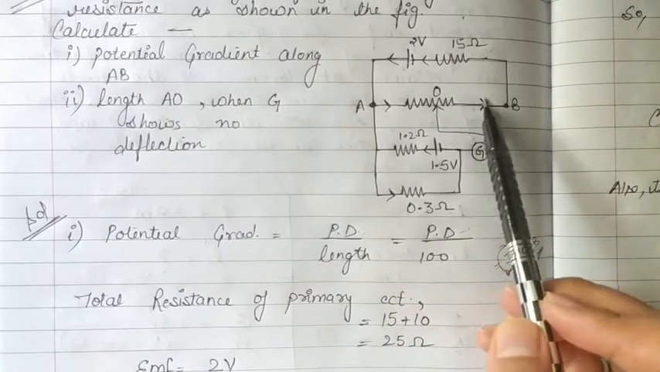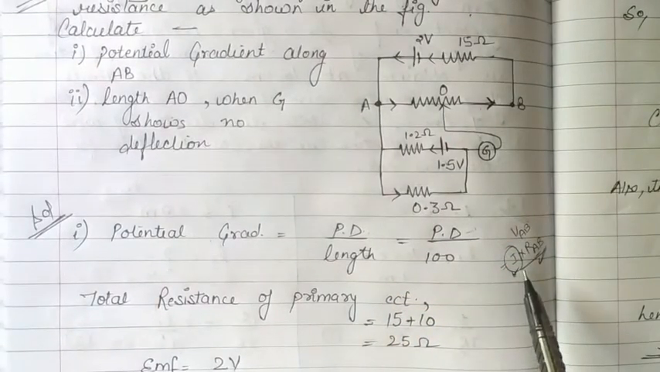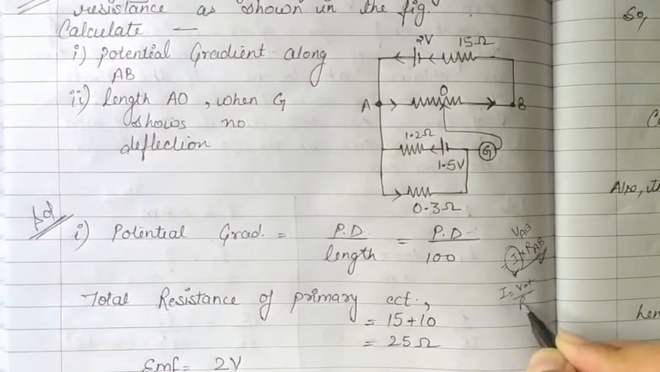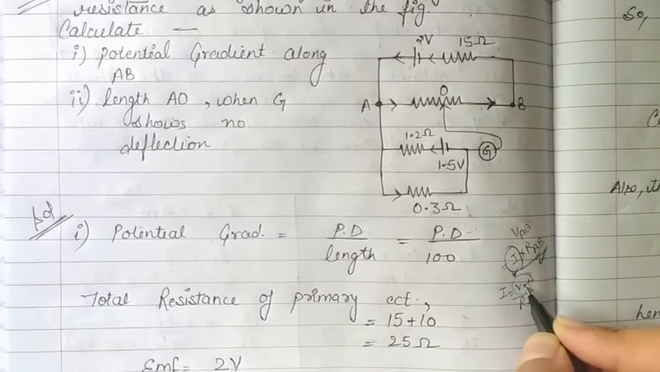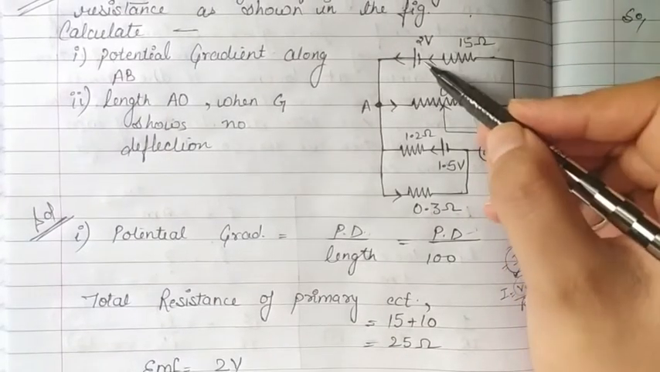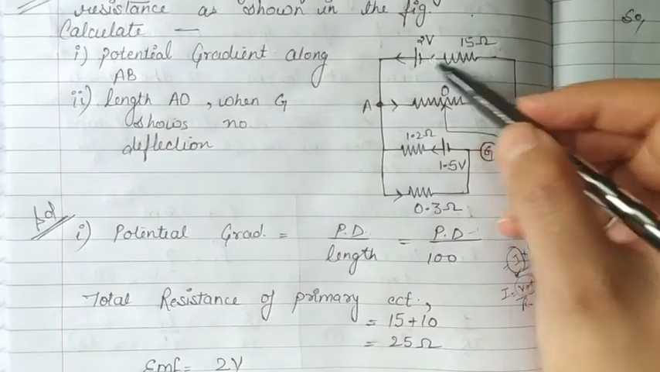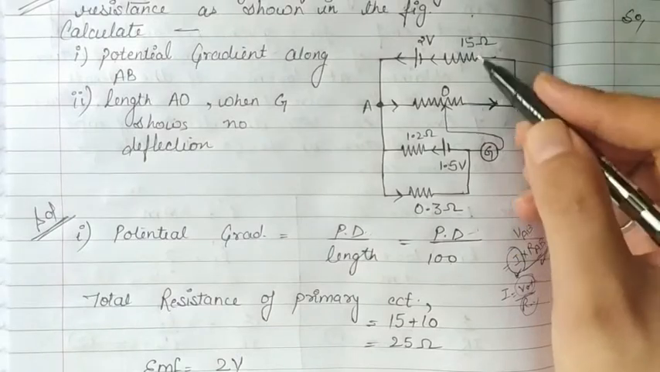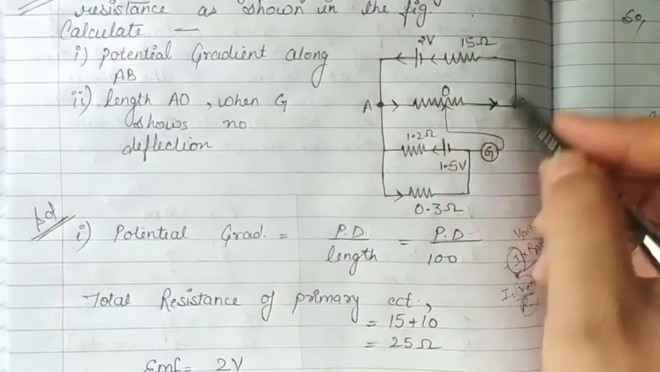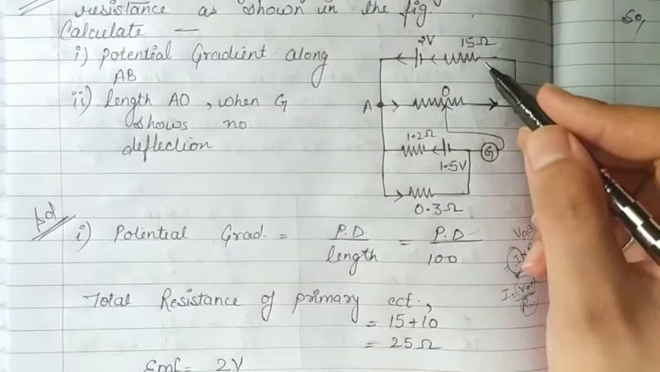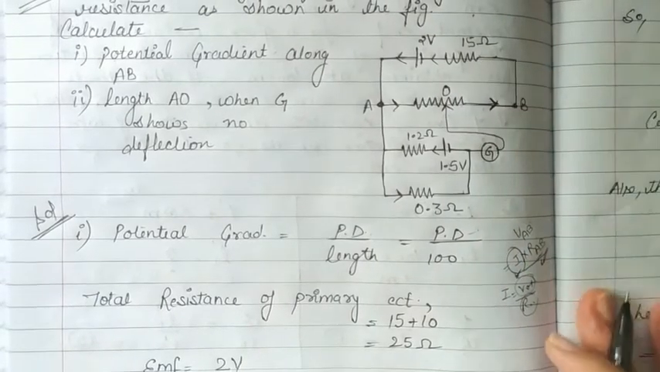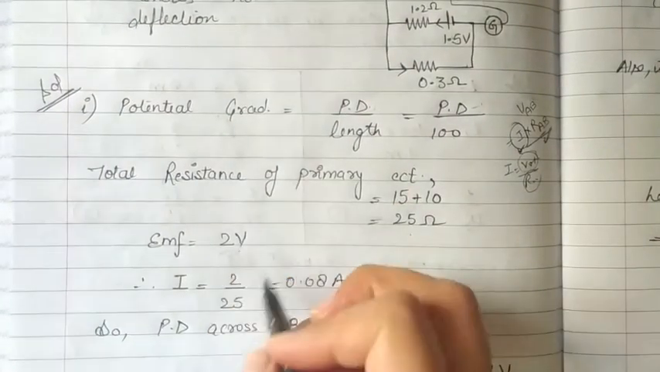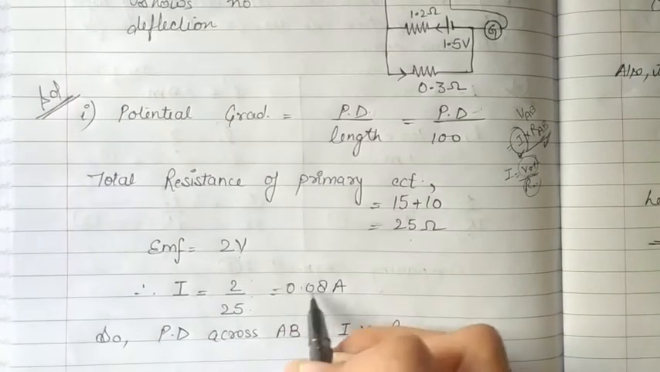So in primary circuit, current I can be found as I is equal to voltage upon resistance, and this EMF or the voltage is 2 volts, because in the primary circuit we have an EMF of 2 volts, and this resistance is 15 plus 10, right? 15 plus 10, because in the primary circuit the total resistance is the wire plus 15, that is 25 ohms. So total resistance of primary circuit is 25 ohms. EMF in primary circuit is 2 volts. So the current is 2 upon 25, that is 0.08 ampere.